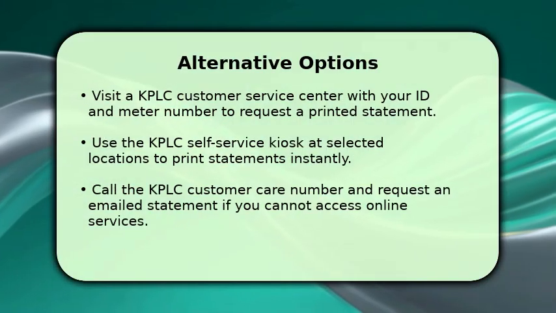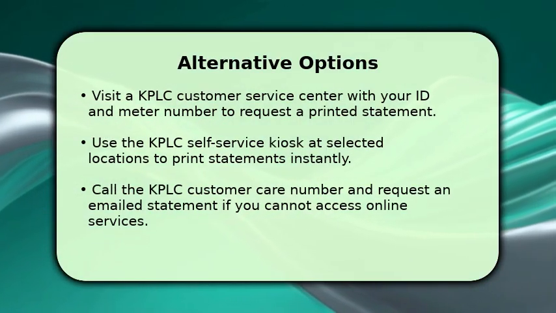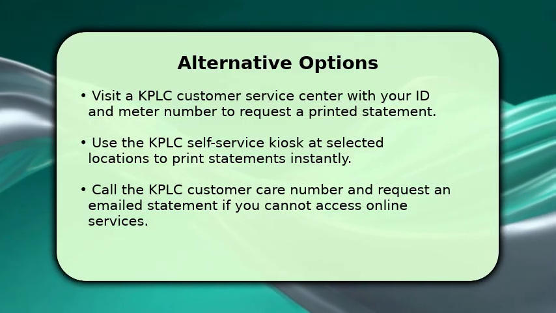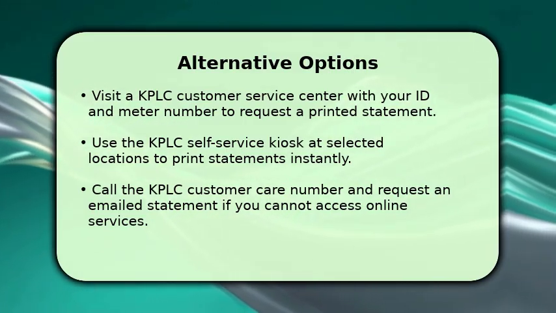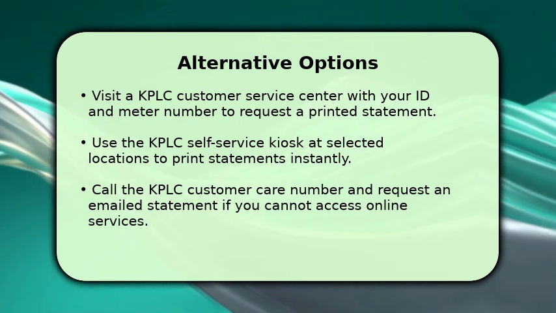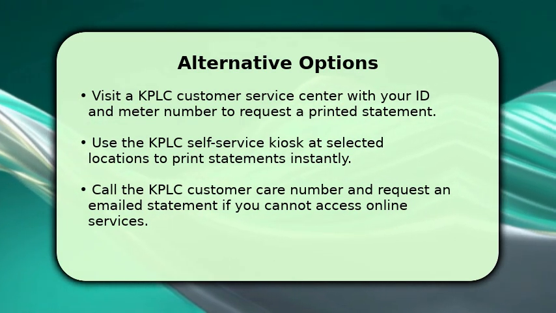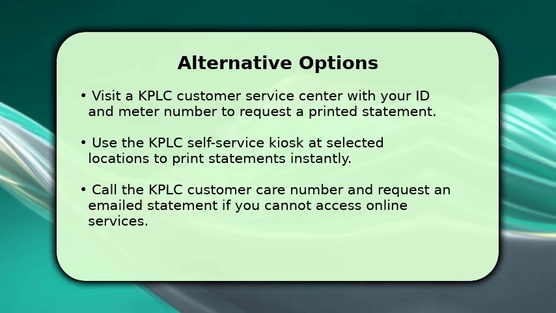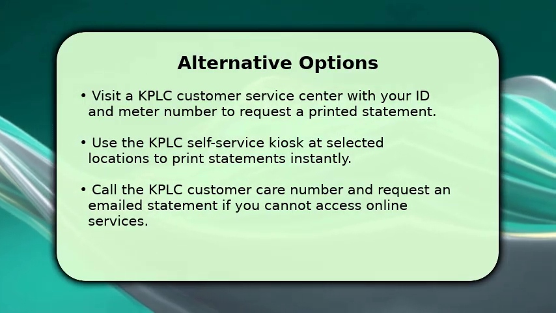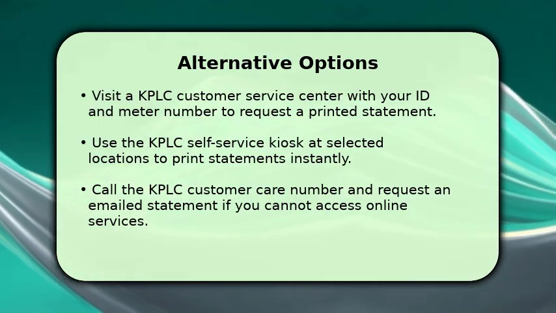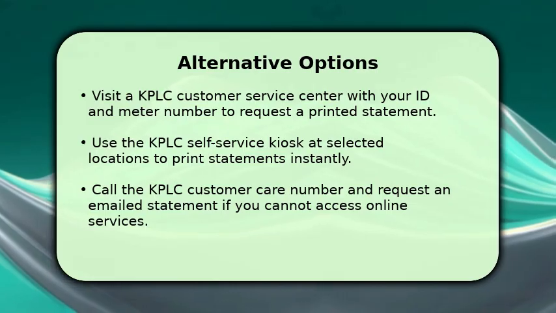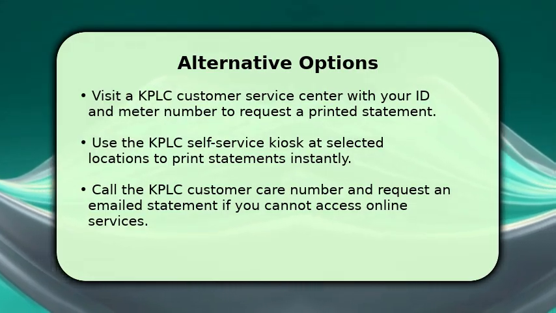If online access is unavailable, visit a KPLC Customer Service Center with your ID and meter number to request a printed statement. You can also use self-service kiosks at selected locations to print statements instantly without queuing. Alternatively, call customer care to request that staff email your statement to the address on file and double-check your meter number and account details to avoid delays or incorrect documents.